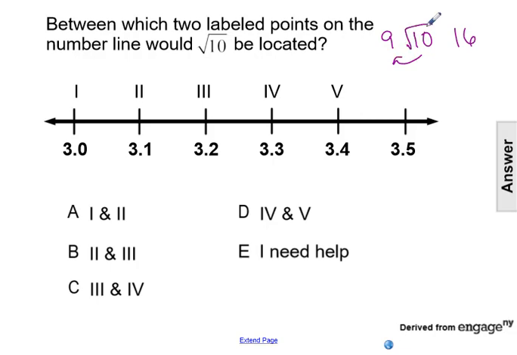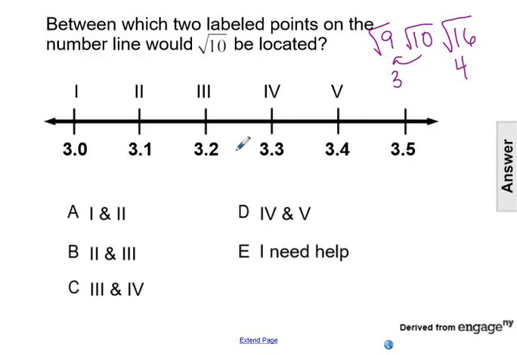So the square root of 10 is going to be much closer to the square root of 9 than it is the square root of 16, which is in between 3 and 4. So the square root of 10 is going to be close to the square root of 9, which is 3. So that's why our number line is going from 3 to 3.5, since it is much closer to 3 than it is to 4. Now, approximately to the nearest tenth, which number would it be closest to?